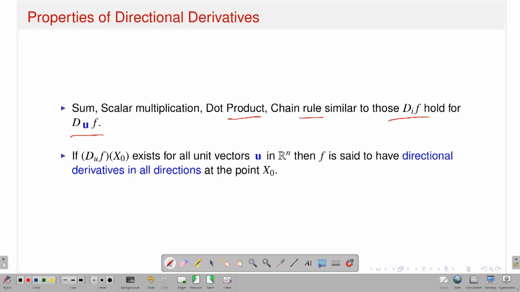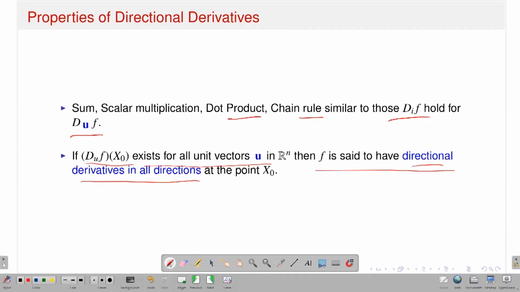The second part is the notation, the statement. If D_u f at x naught exists for all unit vectors u, then I will say that f is said to have directional derivative in all directions. That means if the directional derivative of f at the point x naught in any direction exists, that is why I say that directional derivative exists in all directions. That is a kind of statement or notation you can say.